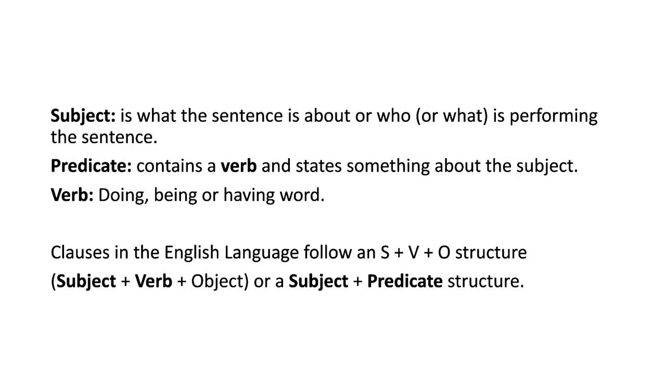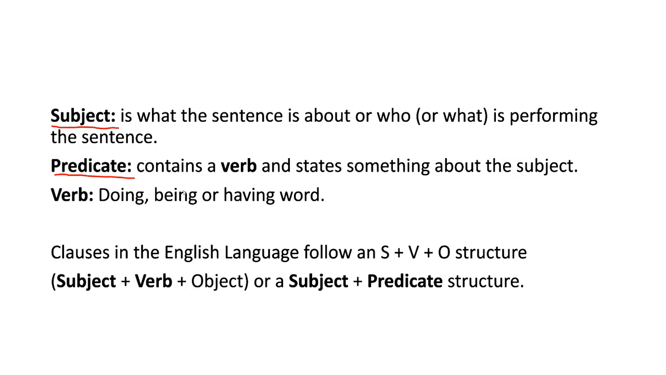There's a couple of words we need to know for this lesson. The first is subject. Subject is really what the sentence is about, or who or what is performing the sentence. I'm going to show you some examples of this in a second. The second is predicate. A predicate is everything else other than pretty much the subject in a sentence. The predicate contains a verb and it tells us something about the subject.